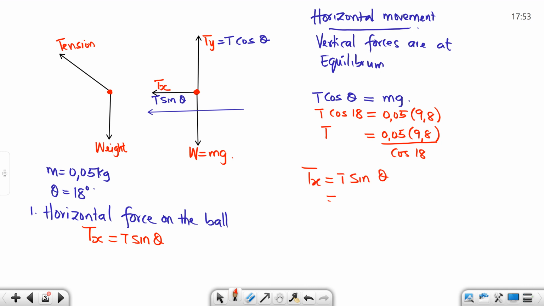Sine theta. Now do I know my T? What's my T? 0.05 multiplied by 9.8 over cos 18, everything multiplied by sine 18. Put that in your calculator and tell me your answer. What do you have, Dash?